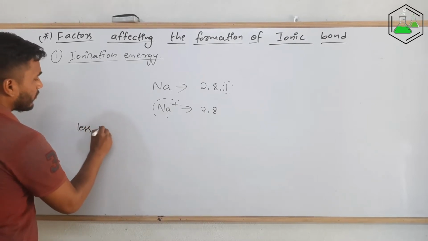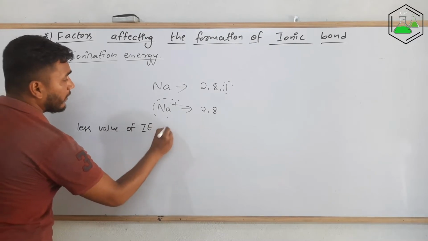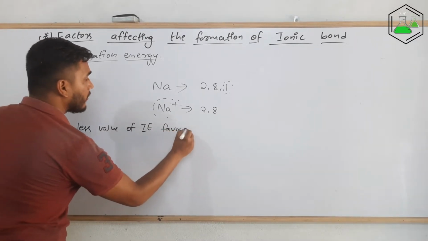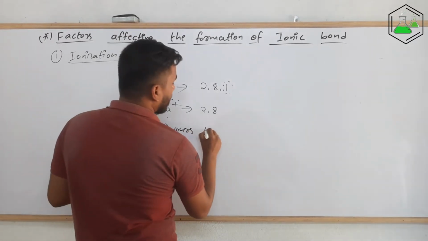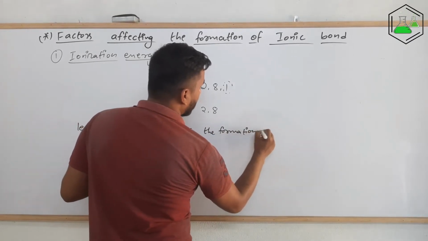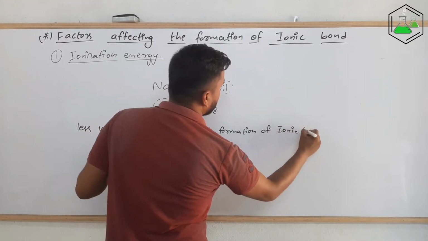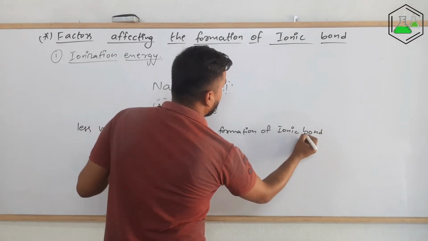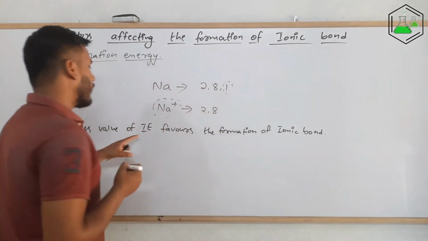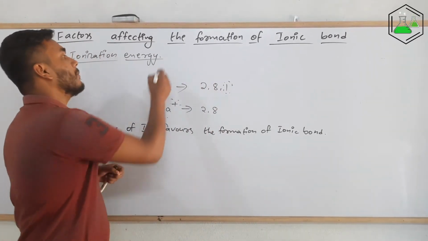Less value of ionization energy favors the formation of ionic bond. Less value of ionization energy favors the formation of ionic bond. This is generally for the metal case.